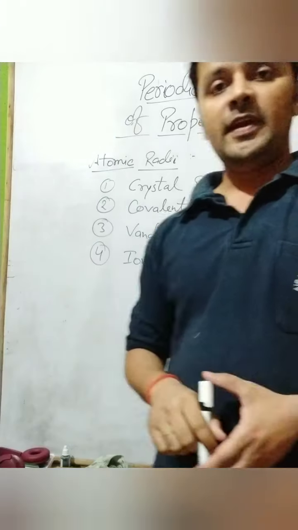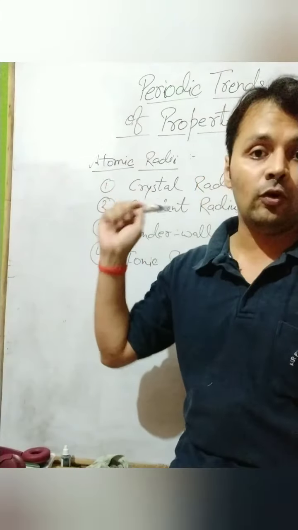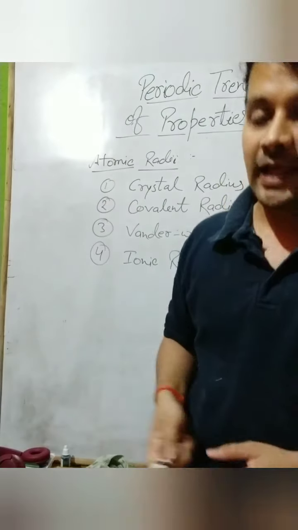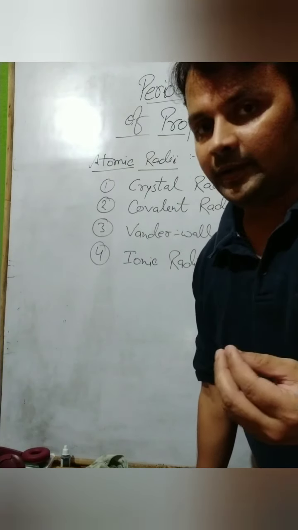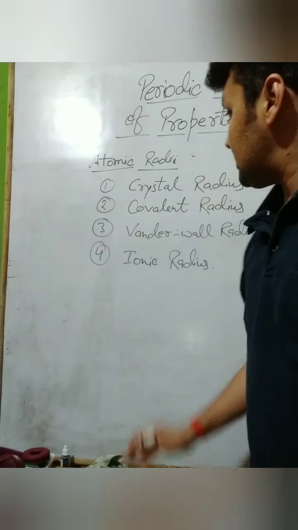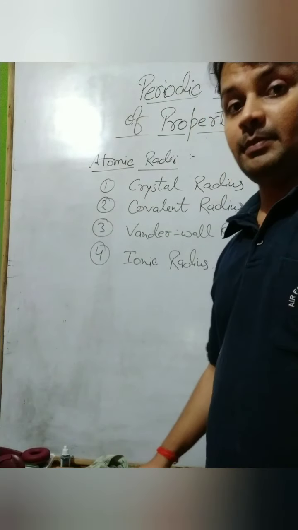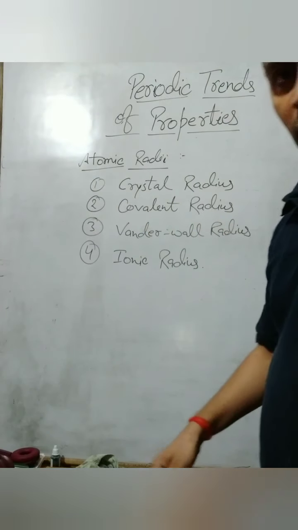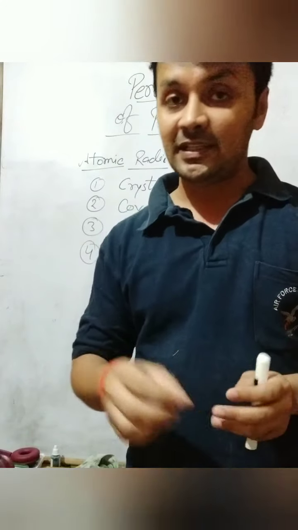Basically we have four ways to calculate the atomic radii of any atom. We know that atoms combine by covalent bonds or ionic bonds, which we have generally studied. But first we will start with the crystal radius. What do we know by crystal radius? Crystal, by name, suggests the particle.